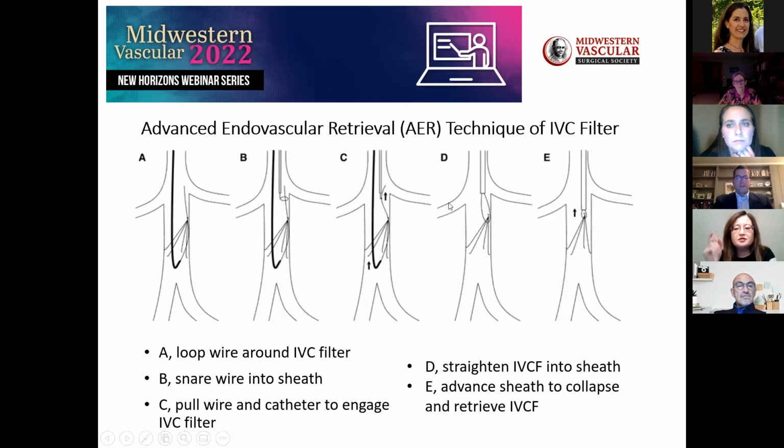Most of these can be done simply. Usually I use the Cook retrieval sheath, which comes in a 10 French sheath. You go in and essentially loop, and that's probably the most straightforward.